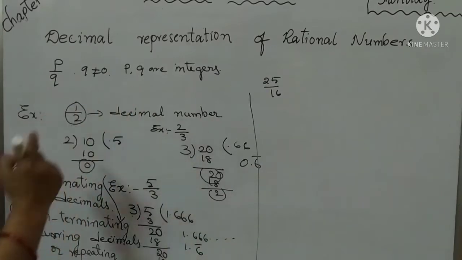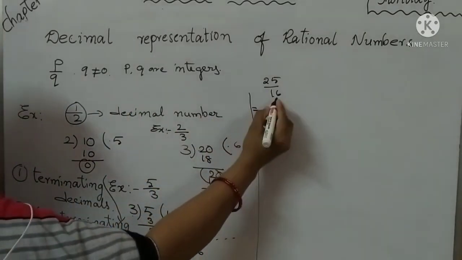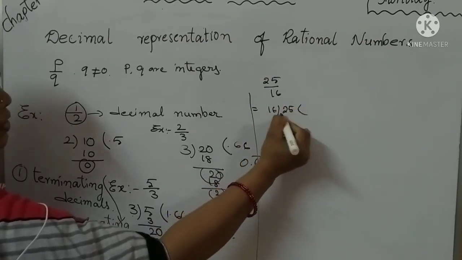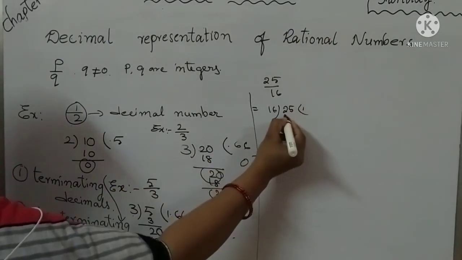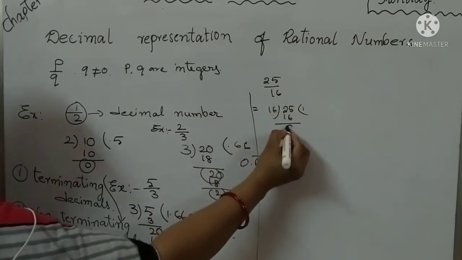So, these are terminating decimals examples. How to find the terminating decimal? Take 16 and 25. How many times is it possible? 16 ones are 16, 16 twos are 32. Here 25 is there, so one time is possible. Write 1, 16 will get 16. 25 minus 16 means 9.